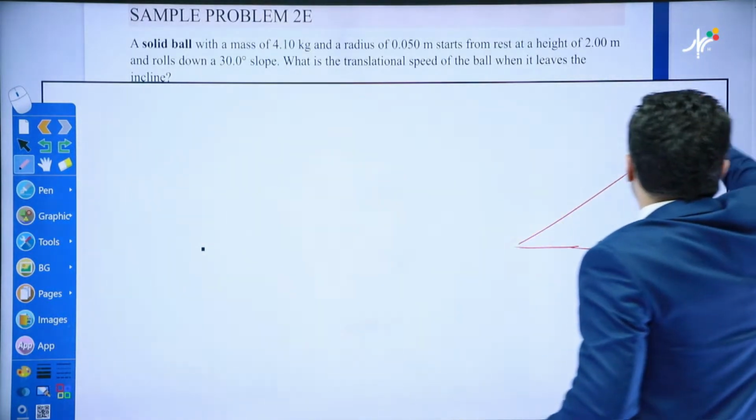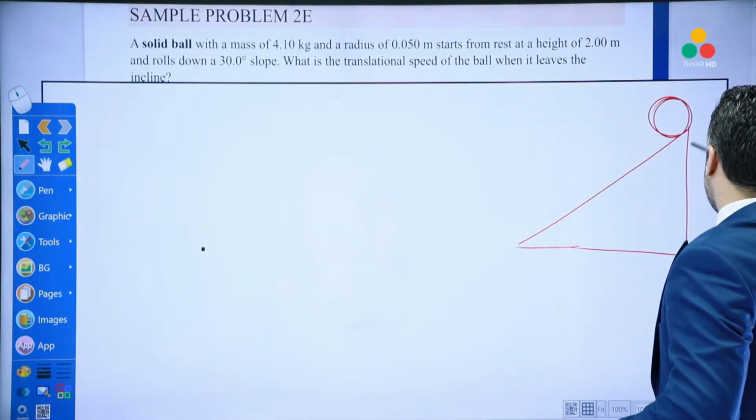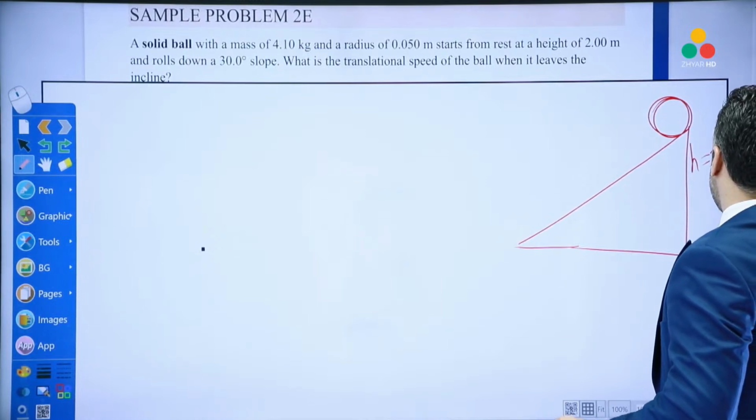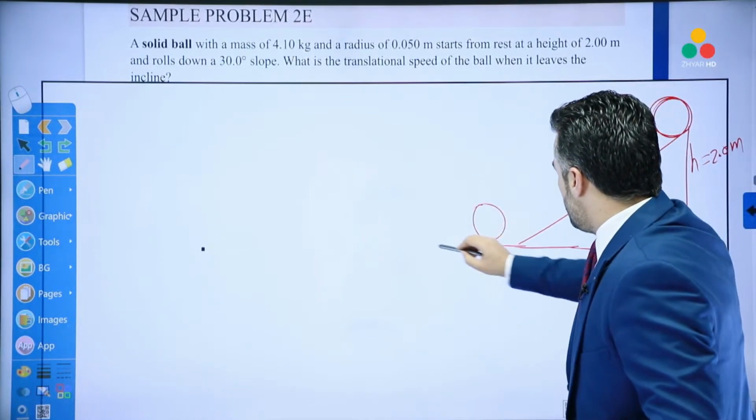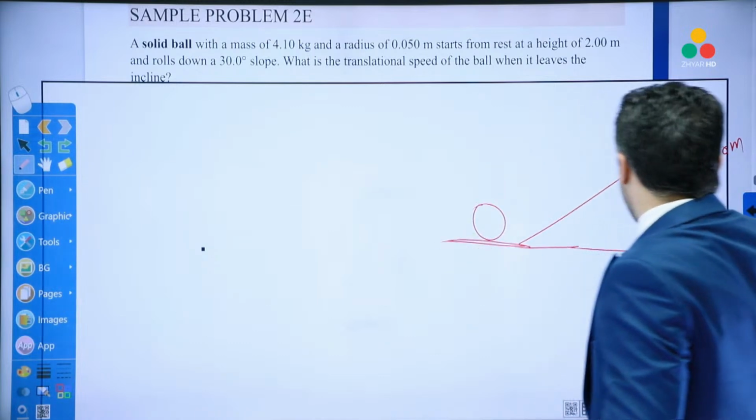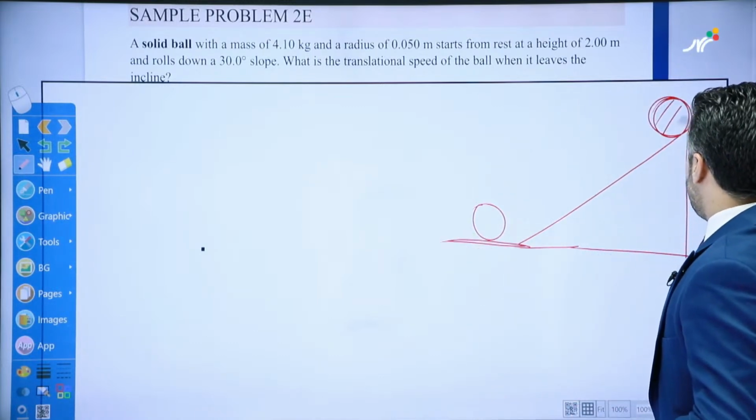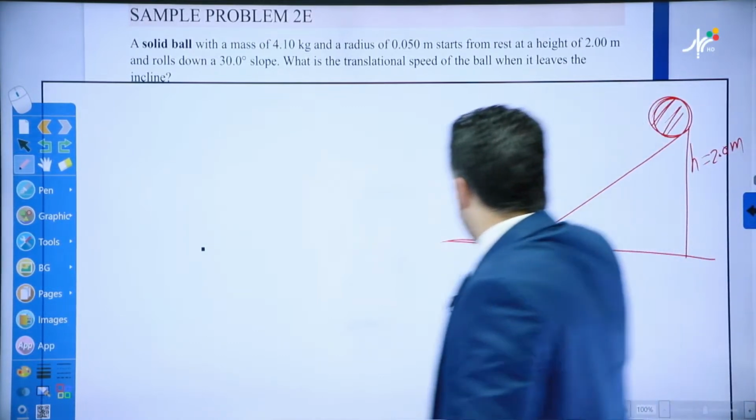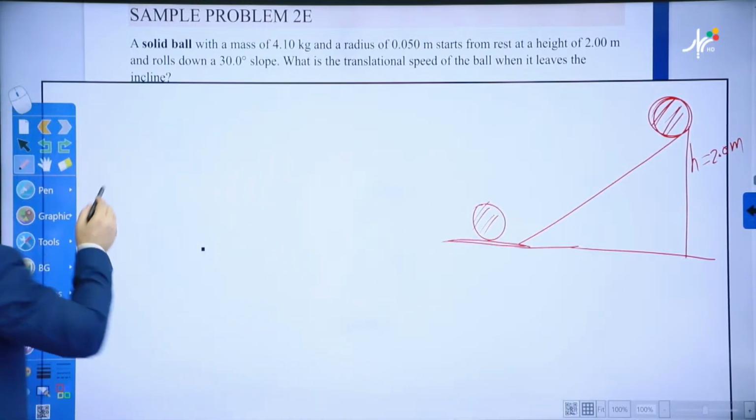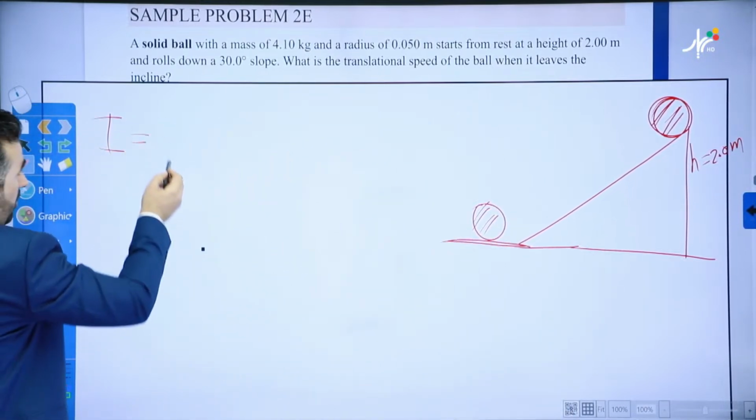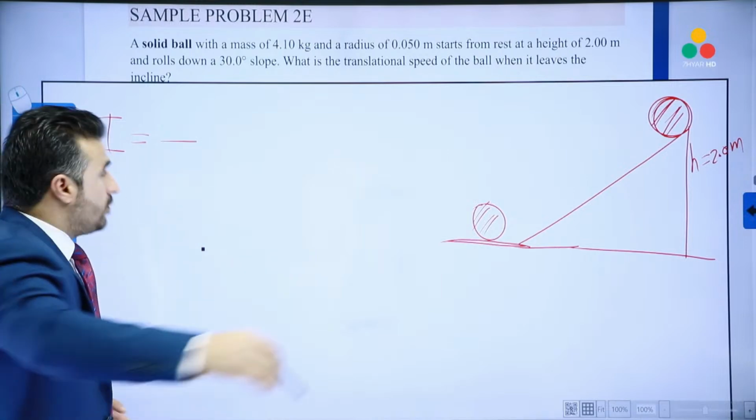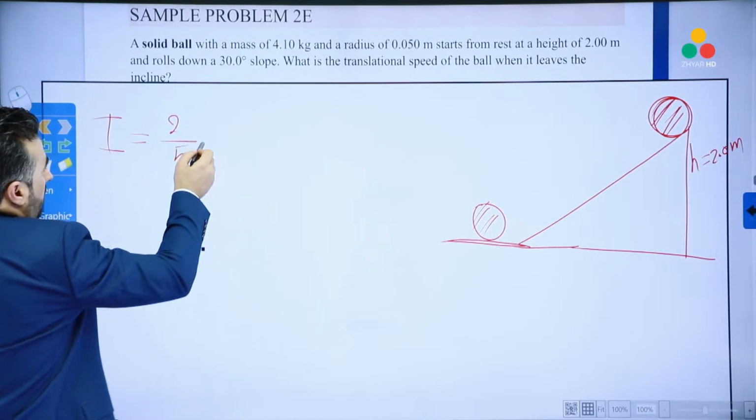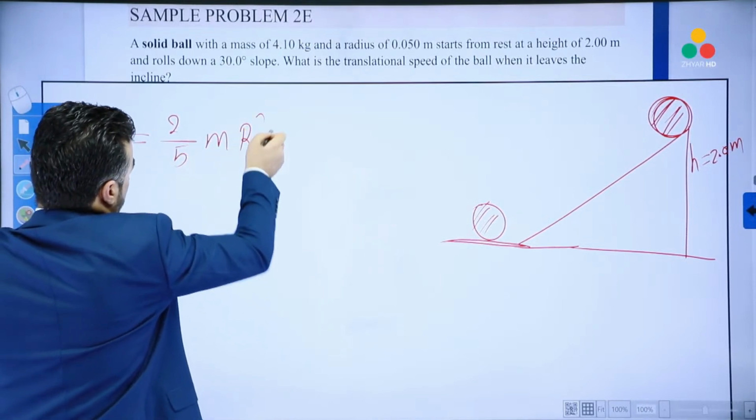Here at the top, the height is 2 meters. And then what is the translational speed at the bottom of the incline? That is all you need. Since it is a solid ball, what is the moment of inertia of a solid ball? You already know that. Yes, well done. 2/5 multiplied by the mass multiplied by the radius squared.